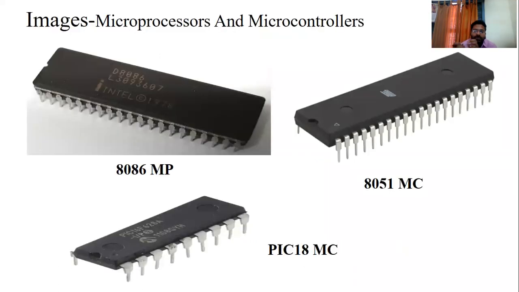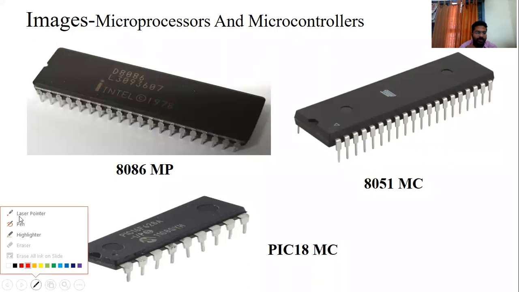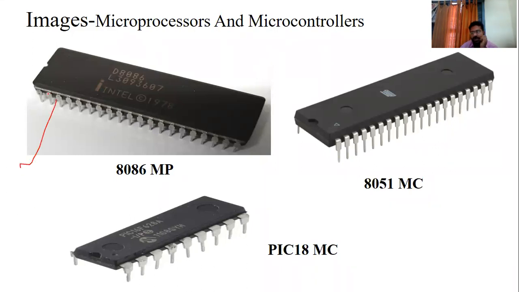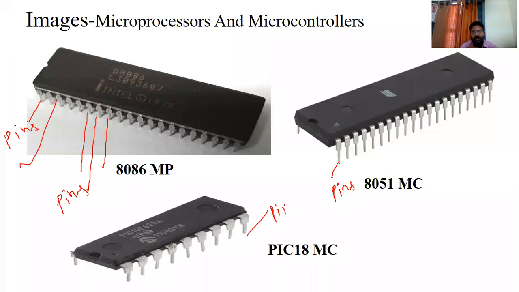Now see this, once again some images of the microprocessor. You know that this is our 8086 microprocessor. It looks like this. You know that these we can call the pins. Here, see this, these are the pins. We can call it a pin.